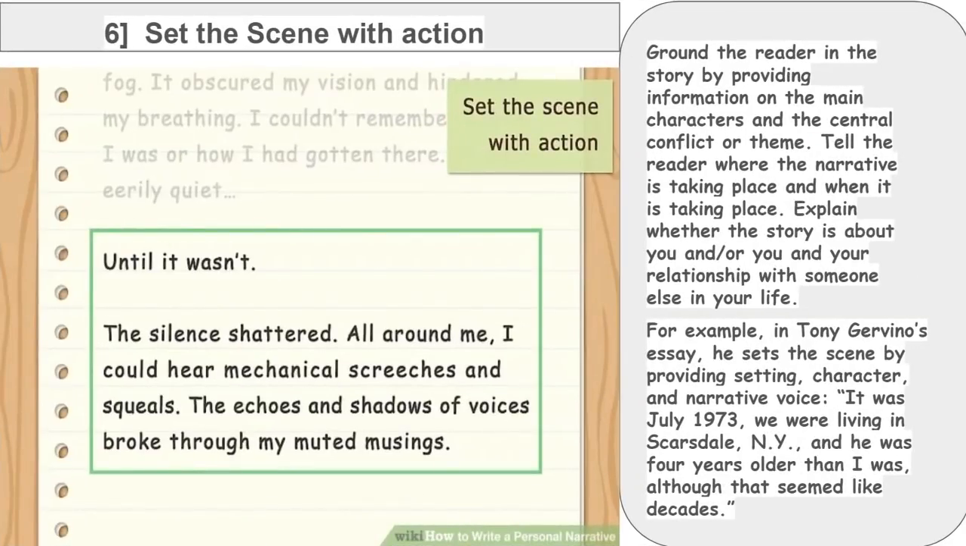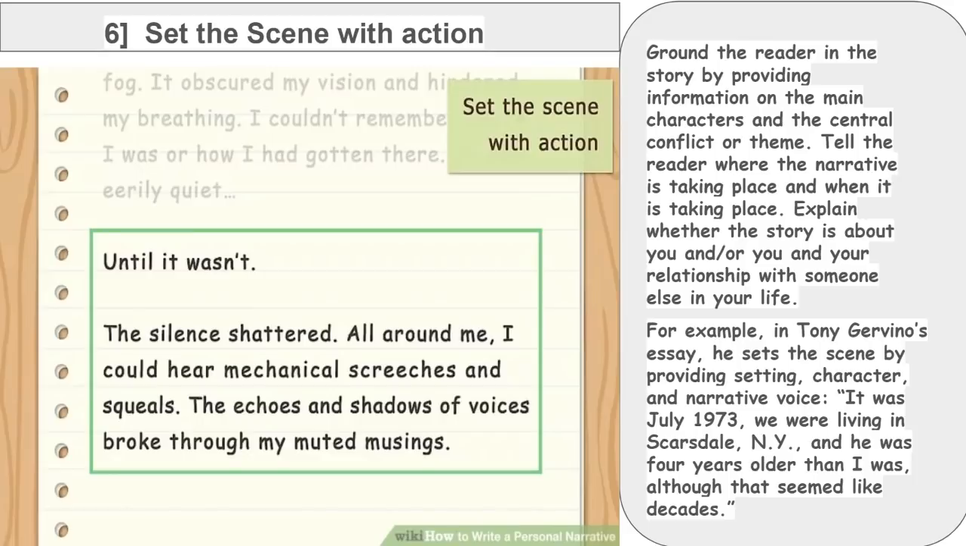Number six, set the scene with action. Ground the reader in the story by providing information on the main characters and the central conflict or theme. Tell the reader where the narrative is taking place and when it is taking place. Explain whether the story is about you and or you and your relationship with someone else in your life.